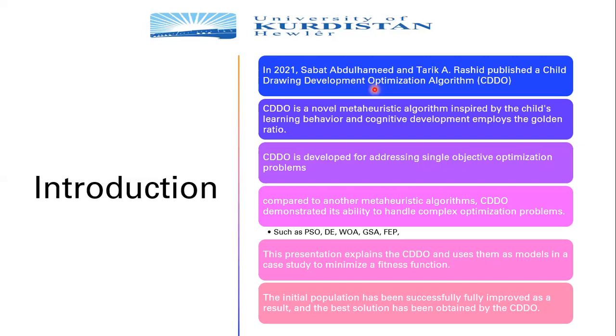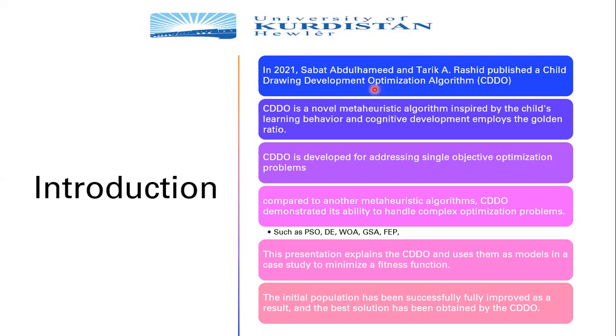The algorithm was compared with other meta-heuristic algorithms, such as particle swarm optimization, differential evolution, whale optimization algorithm, and gravitational search algorithm. Also, we compared with fast evolutionary programming, another algorithm. The algorithm outperformed all these algorithms when it was evaluated against them.